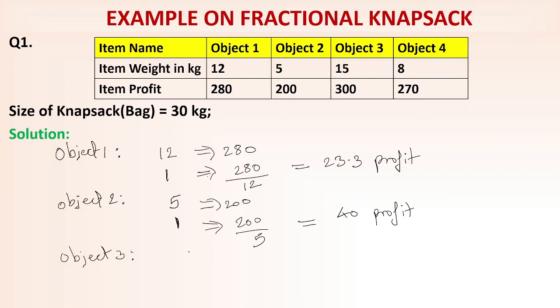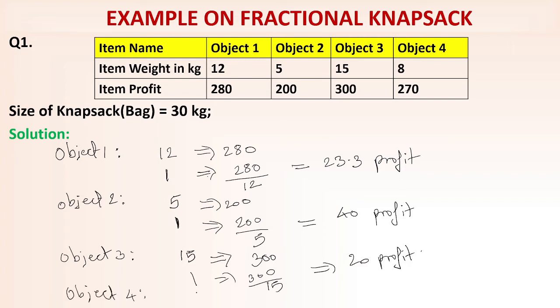Now same way we have to do for object 3. Object 3 is of 15 kg and the profit is 300. For 1 kg of object 3, it will be 300 divided by 15, so that will come to 20. Similarly, object 4 is of 8 kg and for 8 kg the profit is 270. So for 1 kg of object 4 the profit will be 270 by 8, which will come to 33.75 profit.